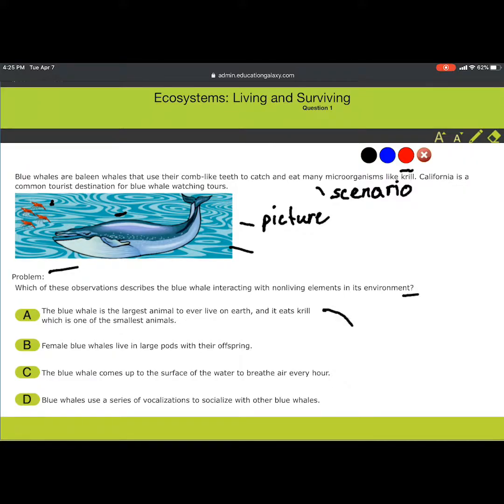The question is over here, and the choices. So we have all four components of a good science question present. We have the scenario, that's one. The picture, that's two. The question, that's three. And then the choices, that's four.